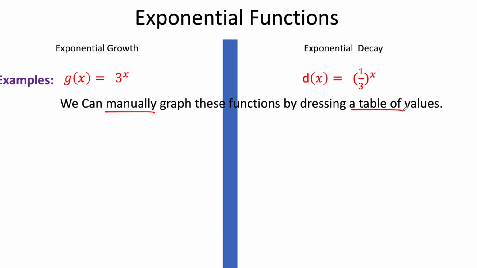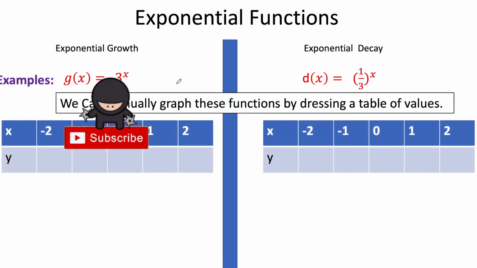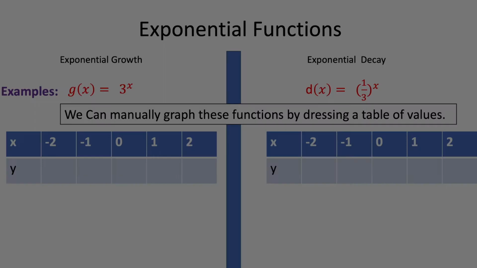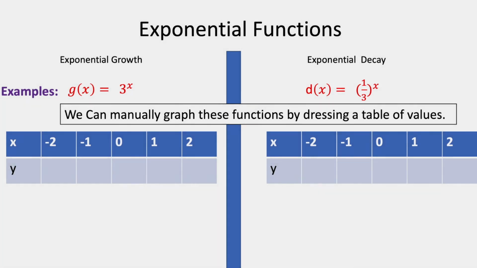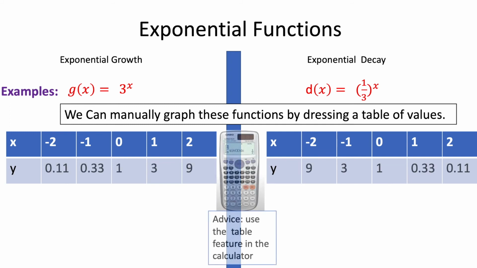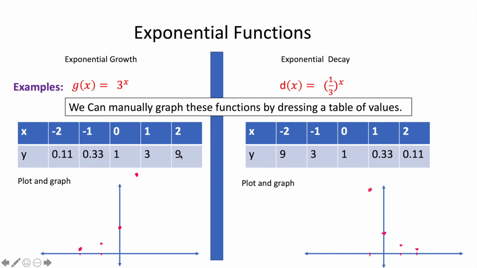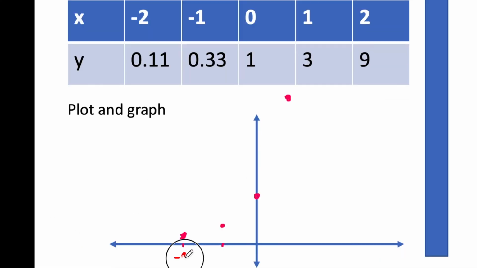We can draw these functions manually by drawing a table of values in both cases. So we have this table for both of them. You can put values for x here. I've chosen these values, which are ideal values to use. Then you substitute in the function. I advise you to use the calculator, as there is a table feature in the calculator. You get the values for y using the calculator. These are the values of y, and then we plot these points point by point, and then we join them and graph.